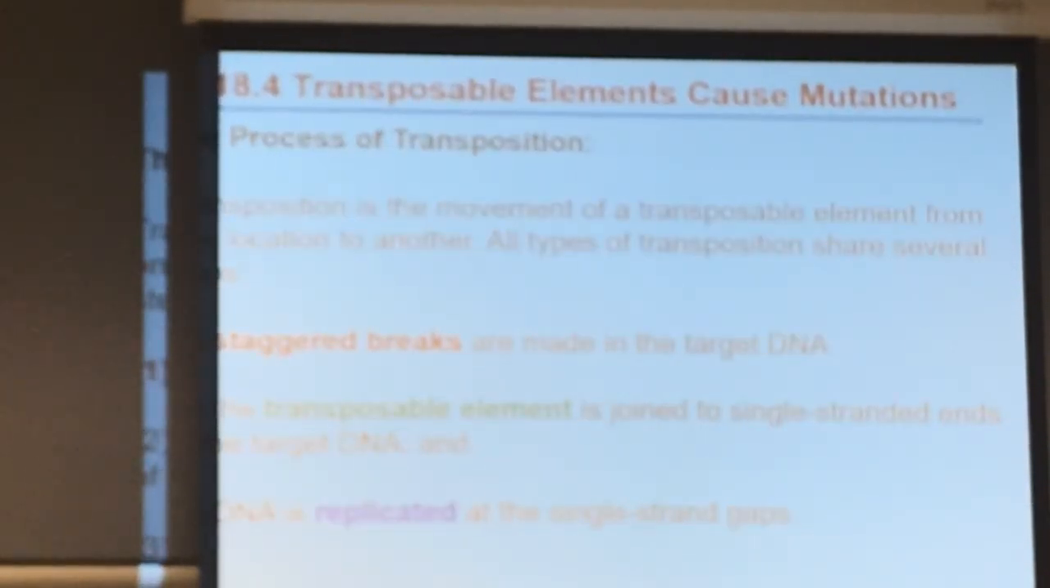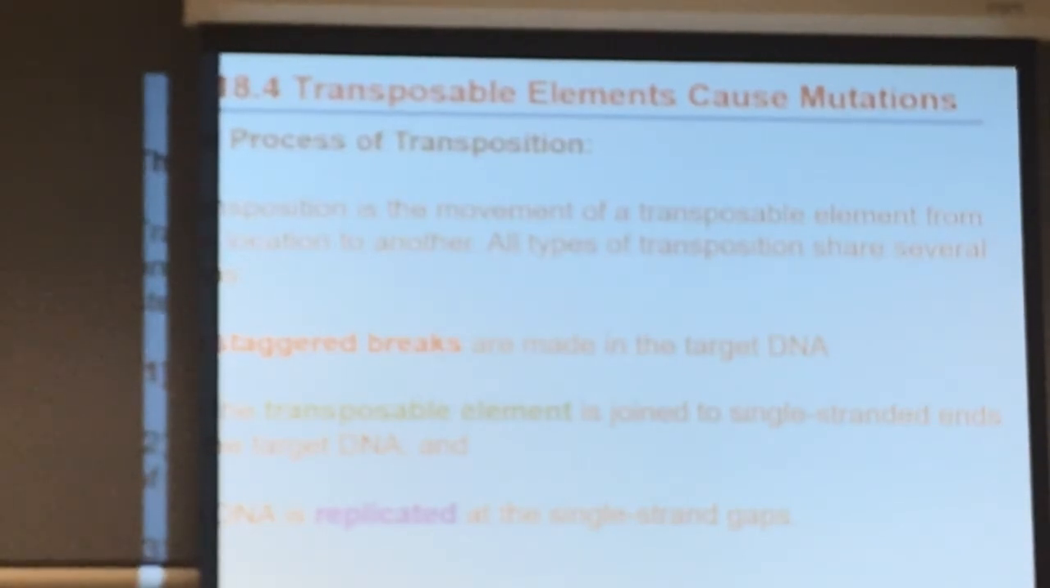So how does the whole concept of jumping genes actually work? There are 3 steps. One is staggered breaks, basically DNA on either side of the gene is broken. Now the transposon element, which is the gene, is joined to single strand ends of the target DNA, and then once it moves to a new location, DNA is replicated at the single strand gaps, and then these gaps are sealed. So there are cuts made on the DNA with the help of the enzyme called transposase. Now the gene is moved to a different location, and there is a new cut made.